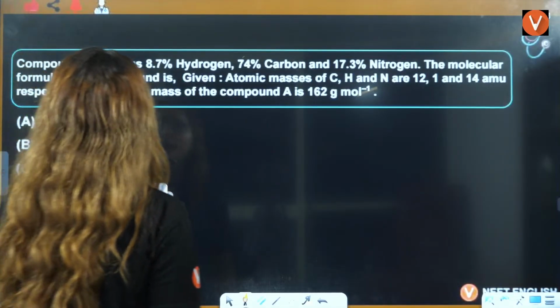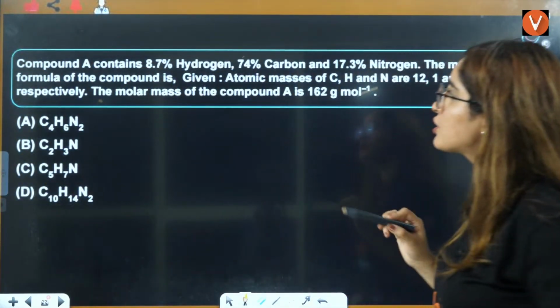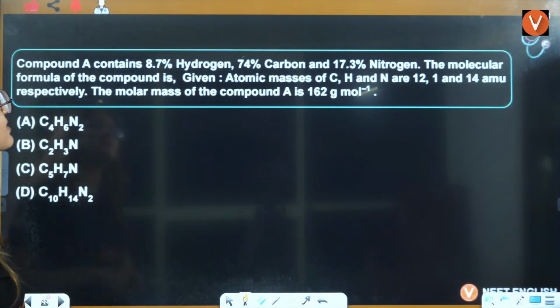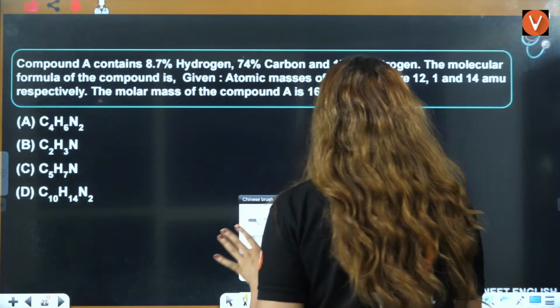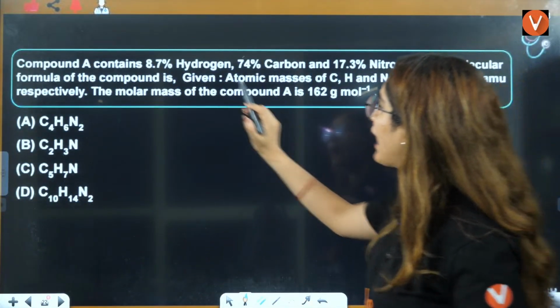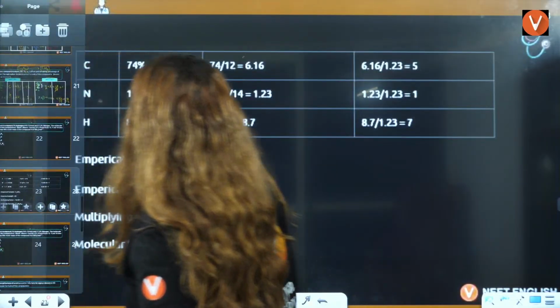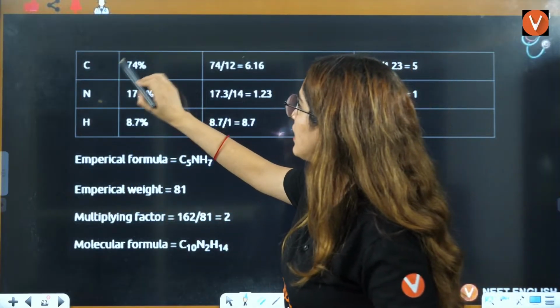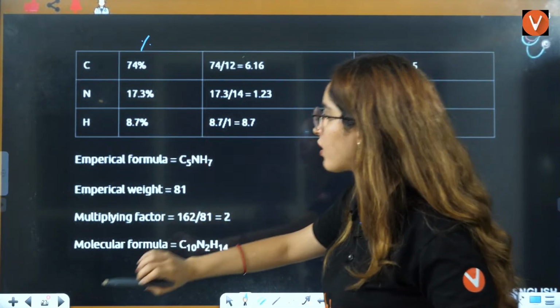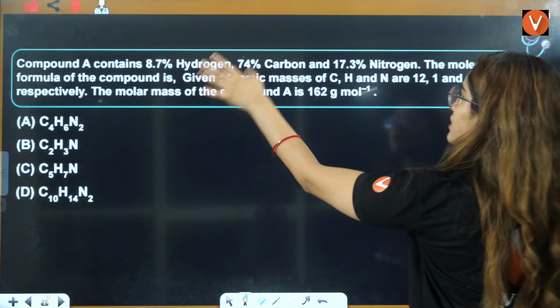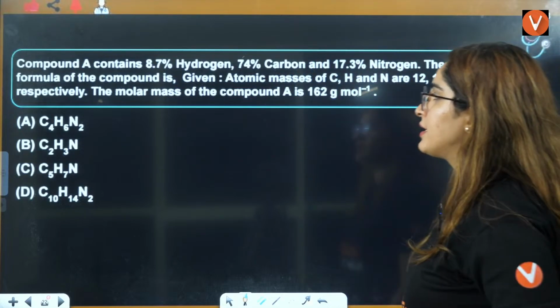Next is this question, that is compound A contains 8.7% of hydrogen, carbon, nitrogen. Molecular formula of the compound is this. Okay, so firstly we'll have to calculate the empirical formula. So hydrogen is 8.7. You can see this table here. This is the percentage of hydrogen, carbon and nitrogen that is given, right?